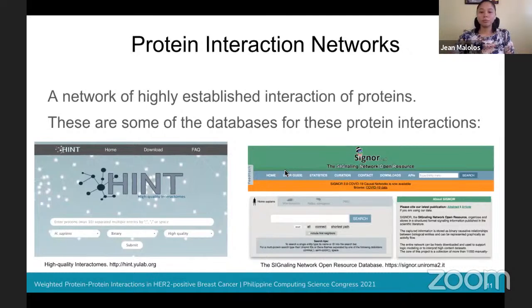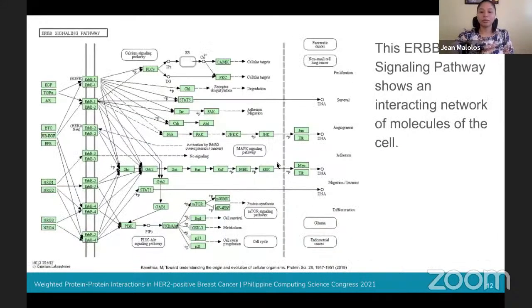We now go to protein interaction networks. The previous receptors mentioned are proteins. A network of highly established interactions of proteins is a protein interaction network, and there are databases such as HINT and Signor that curate the interactions of proteins to proteins or proteins to other small molecules, and vice versa. The ERBB2 signaling pathway is a protein interaction network. With the data of protein interaction networks, it would generate a network like this.